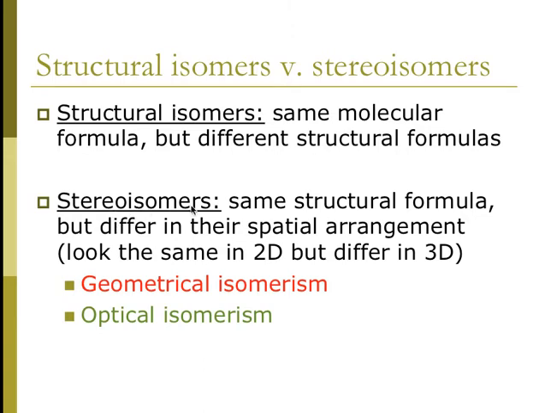But then we have stereoisomers. They have the same structural formula, but they differ in their spatial arrangement. What this really means is they can look the same when we draw them in 2 dimensions, but they differ in 3-dimensional space. And we have 2 categories of stereoisomers, geometrical and optical isomers.